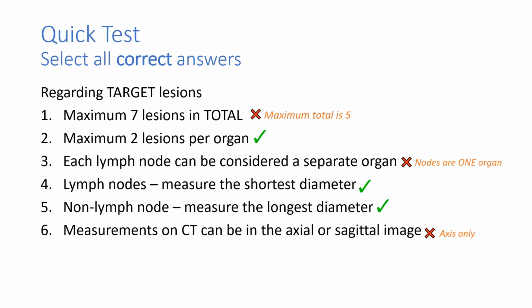You do measure the shortest diameter for lymph nodes. You do measure the longest diameter for non-lymph node lesions such as lung and liver lesions. And measurements on the CT scan must all be done on the axial plane.